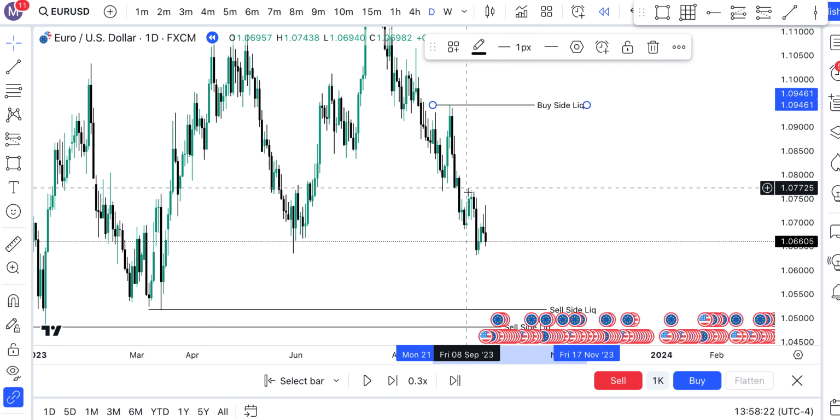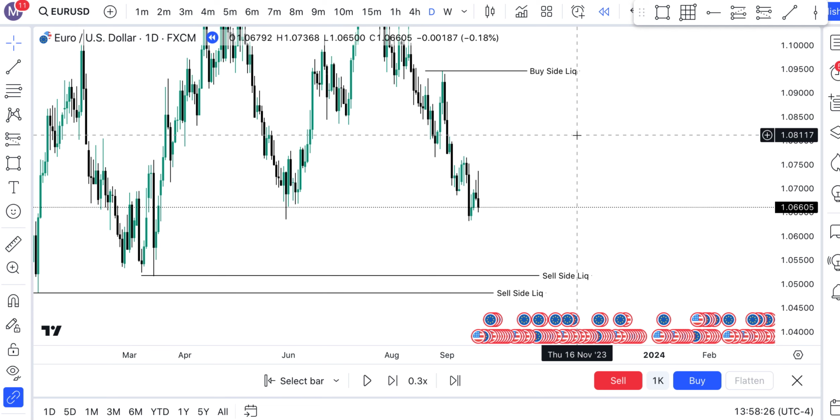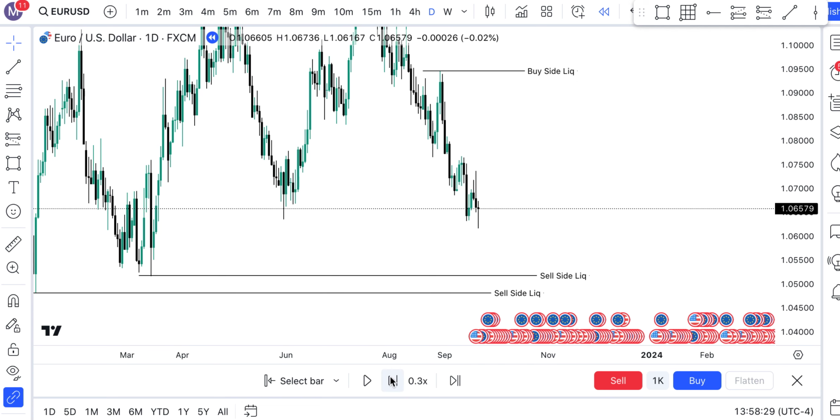We of course have lots of buy side up here as well, but I'll just keep the chart clean. So now let's wait and see what price does. There's no liquidity sweeps yet.